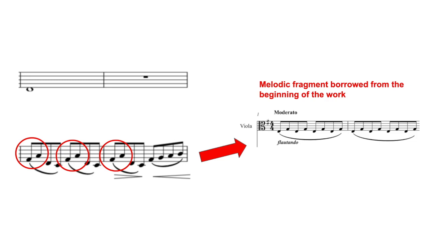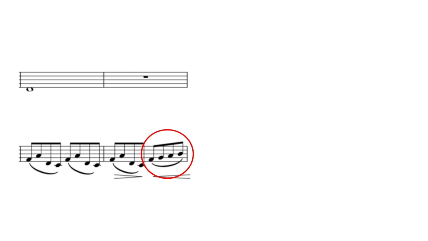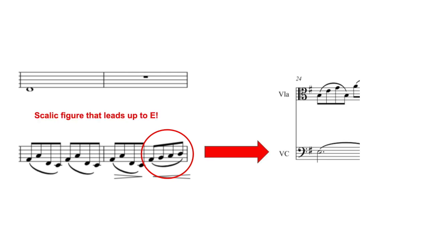And then there's this, and this is just a little scalic figure that leads up to E. So she's just written this, once again, very eerie, repetitious line that then ends with this little scalic figure and almost seamlessly moves into this new mode. It actually exemplifies and accents the feeling of this new mode coming in. It makes it very surprising, but in a pleasant way.